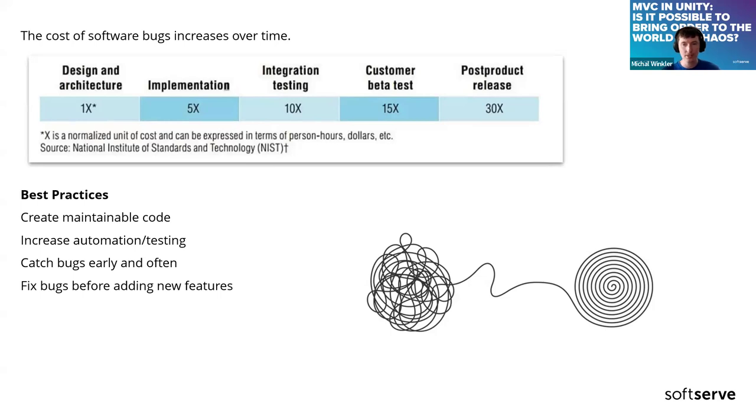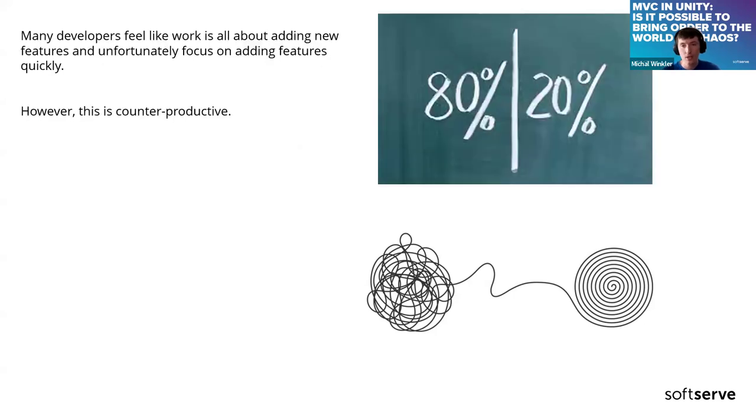So best practices are to create maintainable code from the beginning, to increase automation and any testing around it, which we'll talk about later, to catch those bugs early and often. And to fix all of your bugs before you move on to making new features. Software research shows that more than 80% of bugs happen with around 20% of functionality. These can be the core pieces of glue or the architecture that holds everything together. Working quickly to add new features with the no architecture approach will cause more and more problems over there.